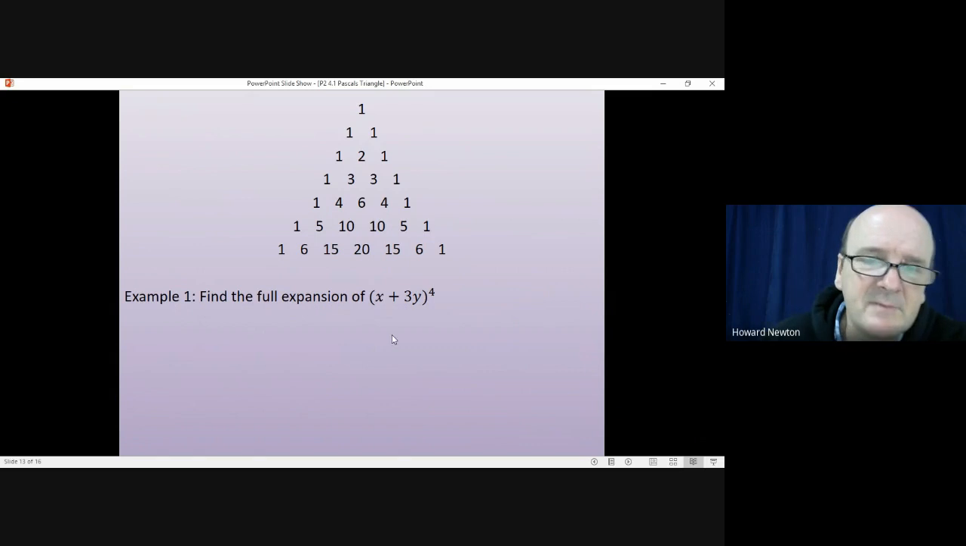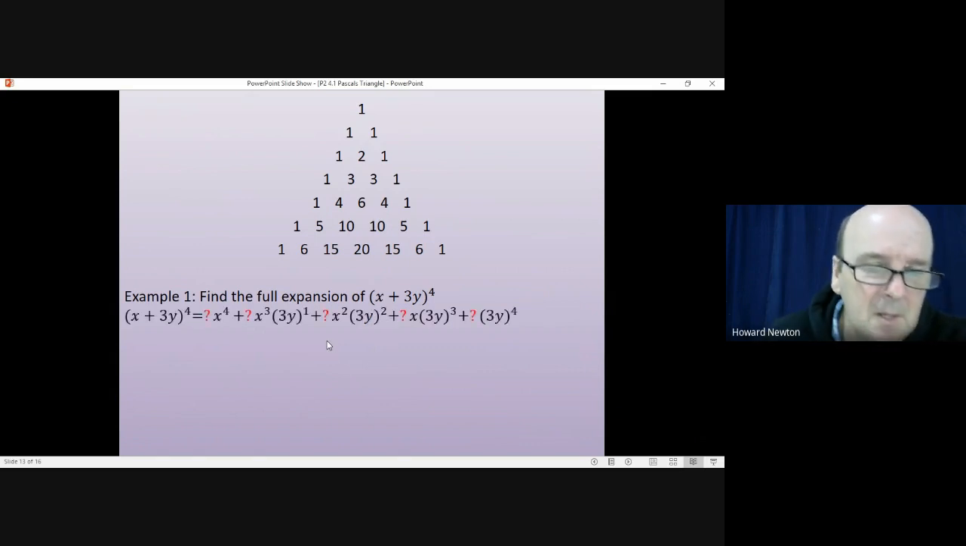Okay, let's have a look at this. So the first thing is just getting the pattern in the terms. If it's to the power of 4, then the first term will be x to the 4. Then we'll get x cubed and 3y to the power of 1. Then x squared and 3y squared. Then x to the power of 1 and 3y cubed. And then 3y to the power of 4. So a bit like on the first example we looked at, the terms follow that pattern. This time, if you add the powers together, you always get 4, because we're doing a power of 4.